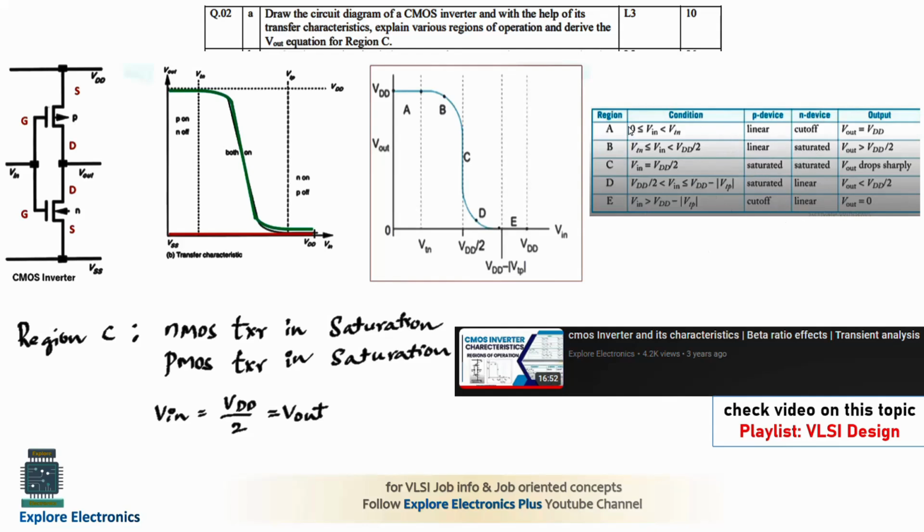Depending on this, we need to explain how the transistors behave and how the output is generated, and what the curve is in each and every region. You can see the video which is available in detail. I have explained the CMOS inverter and its characteristics.